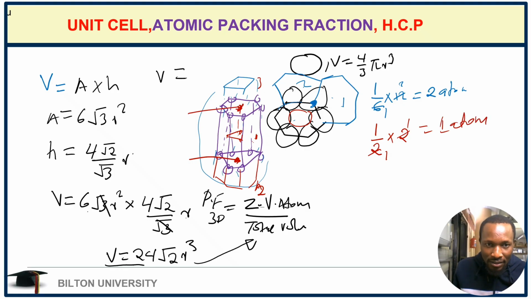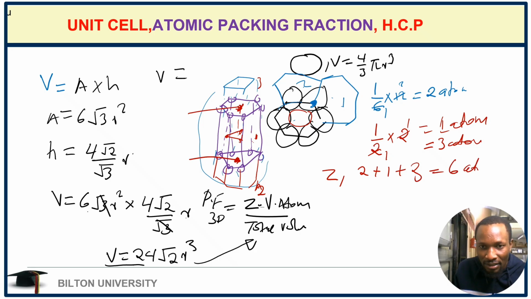Okay, now let's look at how many atoms are in the center. There are 3, and these 3 are not shared by any. They are 100% in each layer. This one, 1, 2, 3. So we have 3 atoms in the middle. Now, Z contributes how many? It contributes 2 atoms plus 1 atom, plus these 3 atoms, and that gives us 6 atoms. So our Z value is 6.